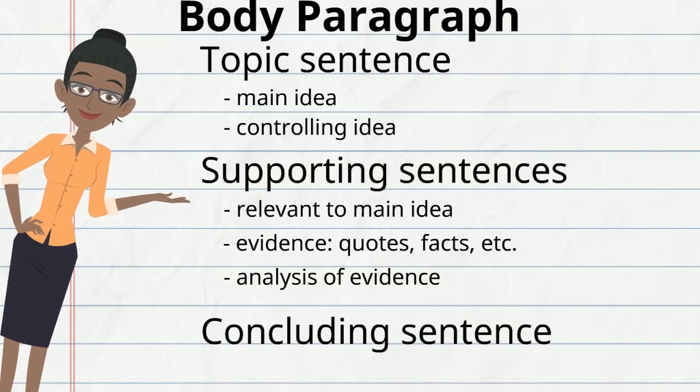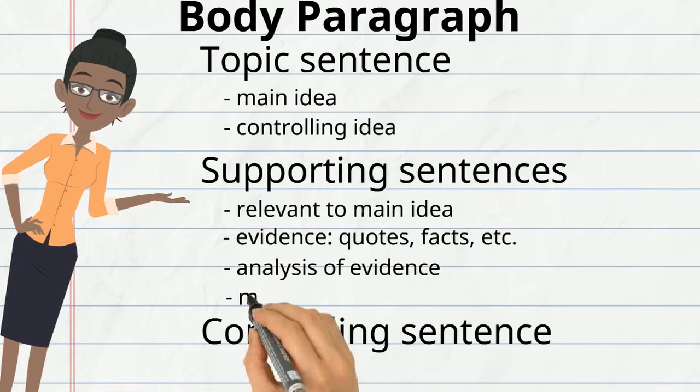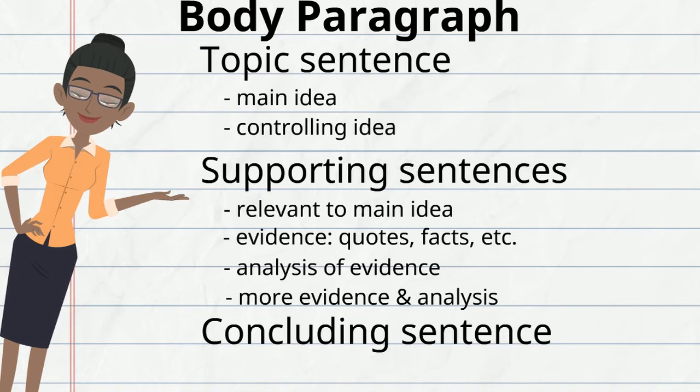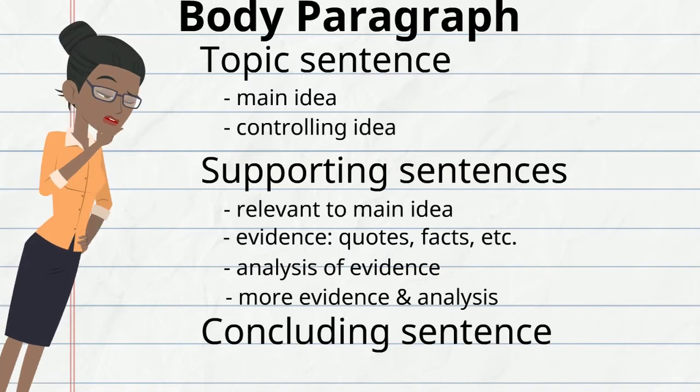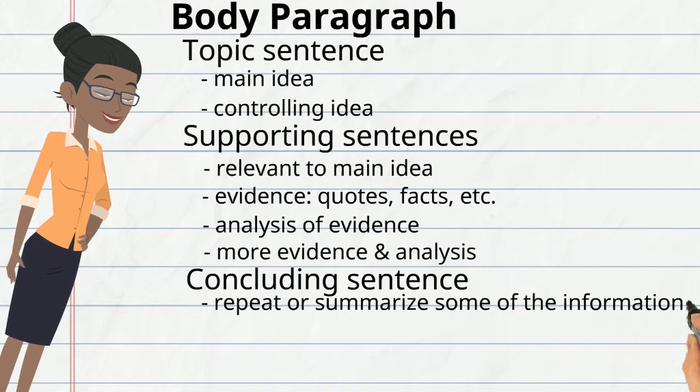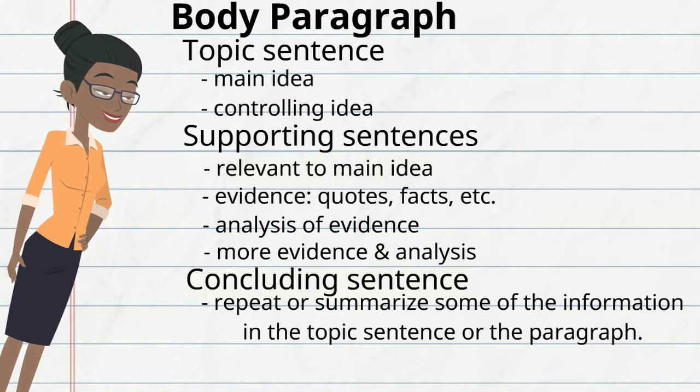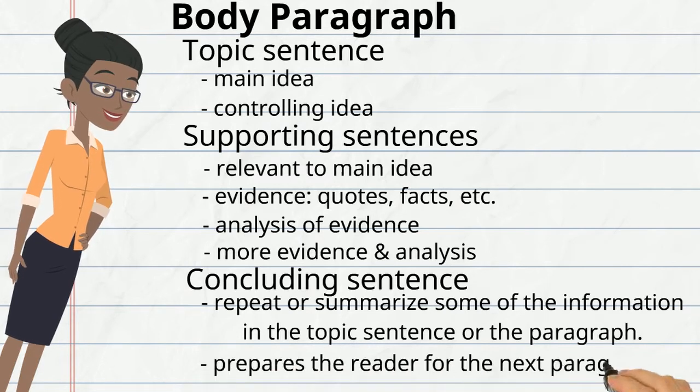For a good paragraph, it is important to have more than one piece of evidence, and after each piece of evidence, it is important to include some analysis, so you can make sure the reader is following your ideas. What about a concluding sentence? How do I make a good one? A concluding sentence can repeat or summarize some of the information in the topic sentence or the paragraph. A good concluding sentence prepares the reader for the next paragraph, so it is a good idea to wait to write it until all the paragraphs are mostly finished.